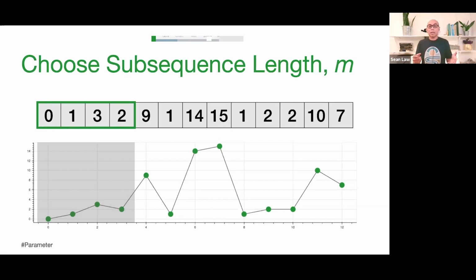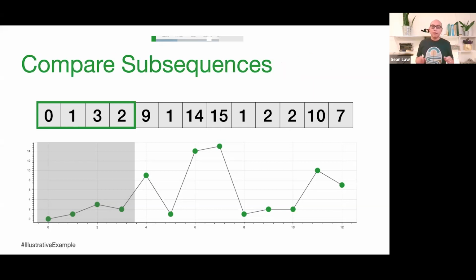And usually this is related to the data itself. If you're collecting data at every second interval, then maybe your subsequence length is a minute, or an hour, or even a week or a month. It's up to you. But at the same time, this subsequence length m shouldn't be so sensitive, right? And we'll explain this a little bit later too. So let's say we choose a subsequence length m, and in this case it's 4. Then we can start thinking about how we compare subsequences.